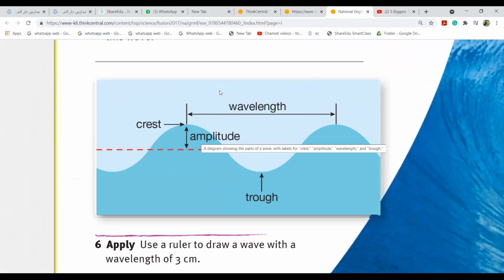This is a very important diagram. I know this lesson is not there in your test, but this is a very important diagram whenever you study any waves, whether it's a sound wave or any kind of wave. The top is the crest, down is the trough. The distance between both of them is called wavelength.